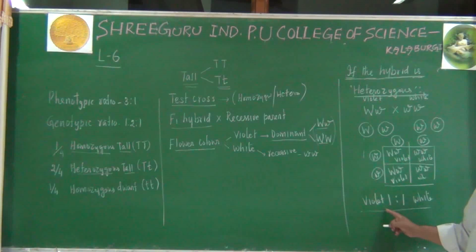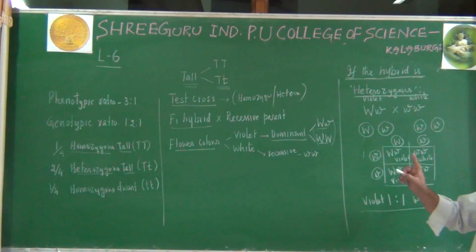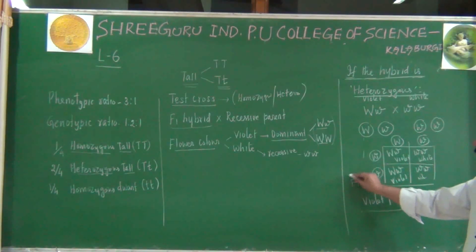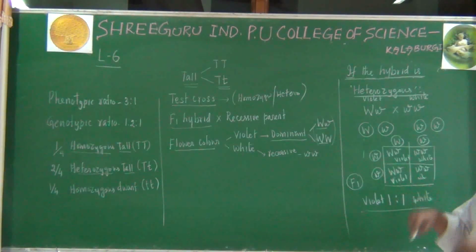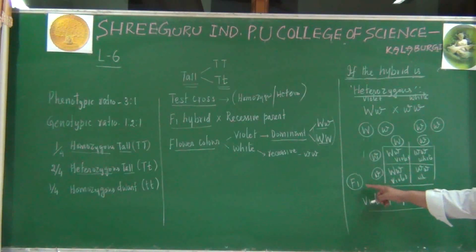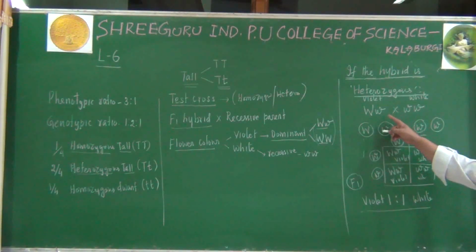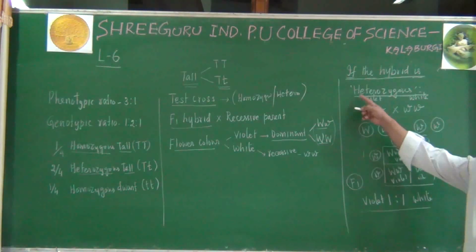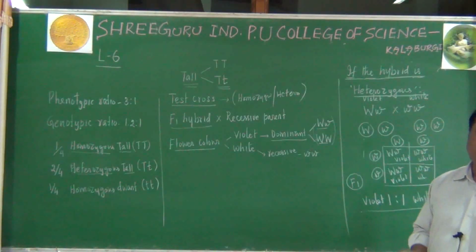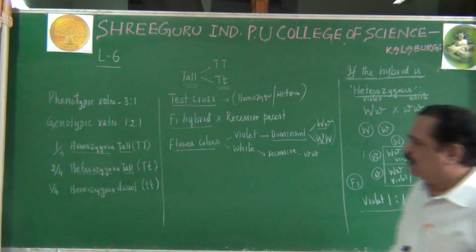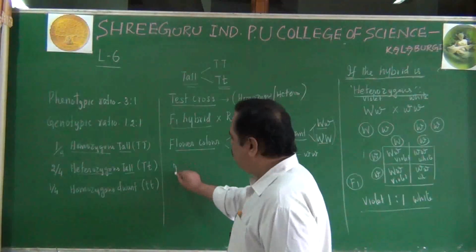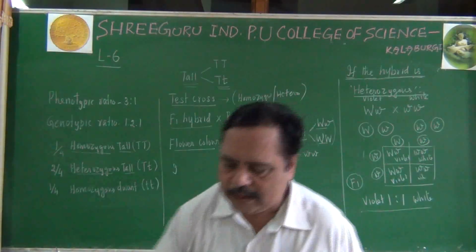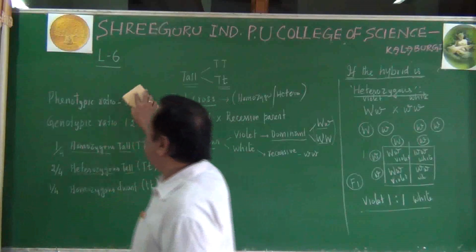So if you get a 1:1 ratio in test cross, I am talking about F1 generation only. You are not going to do F2 generation. It is not the F2 ratio. It is the F1 ratio. In the F1 ratio, if a test cross gives a 1:1 phenotypic condition, then you can say that the given hybrid is heterozygous. That is one point. Second thing is, if the given hybrid is homozygous, imagine, let me write it here separately.